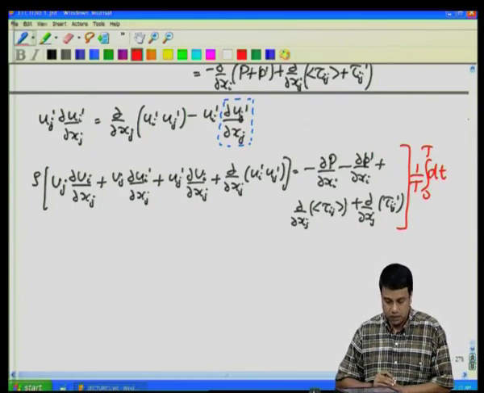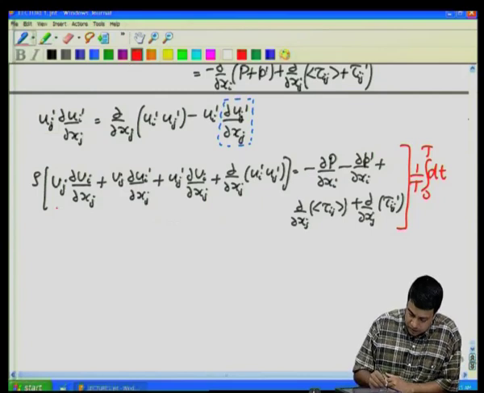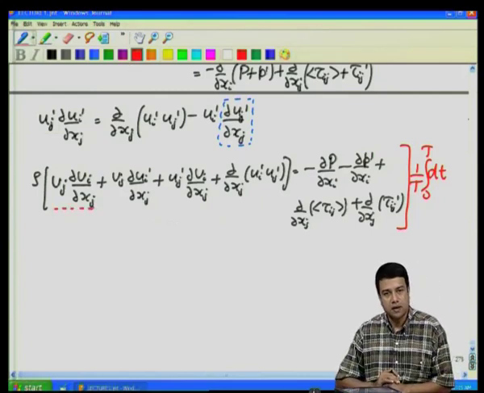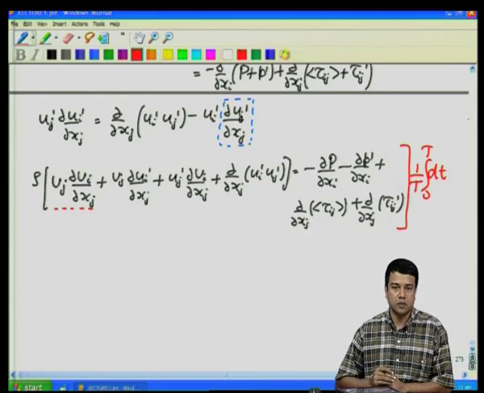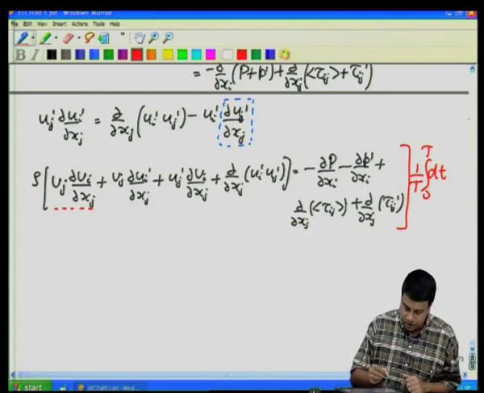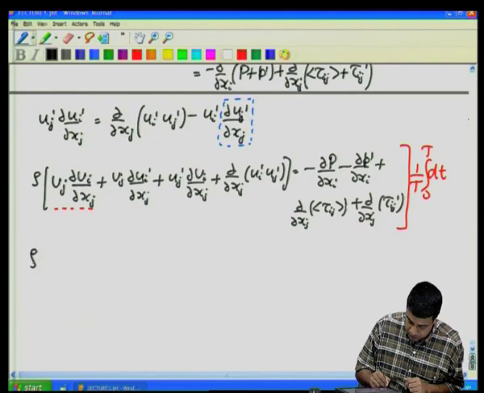When you do that, if you look at this first term here, it involves only capital U, and capital U is independent of time. It does depend upon position, but it is independent of time. So, I take 1 over T integral 0 to T of dt of capital Uj partial Ui by partial xj. I will get the same thing back, because this is independent of time. So, I will get rho Uj partial Ui by partial xj.